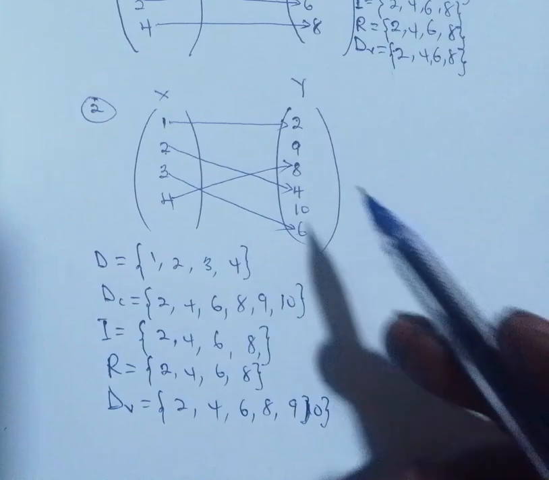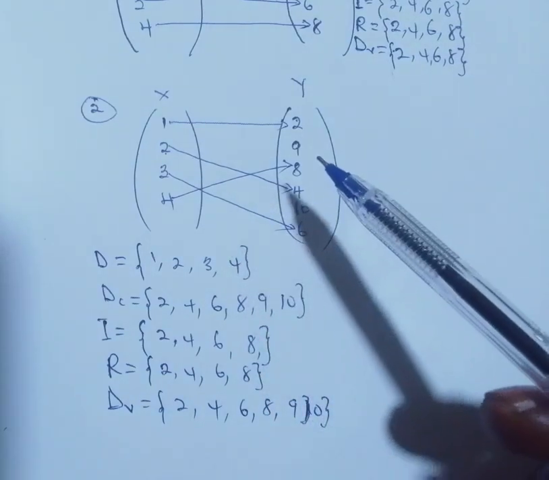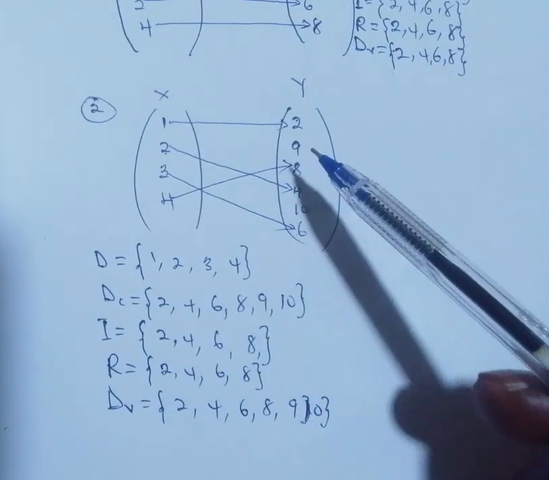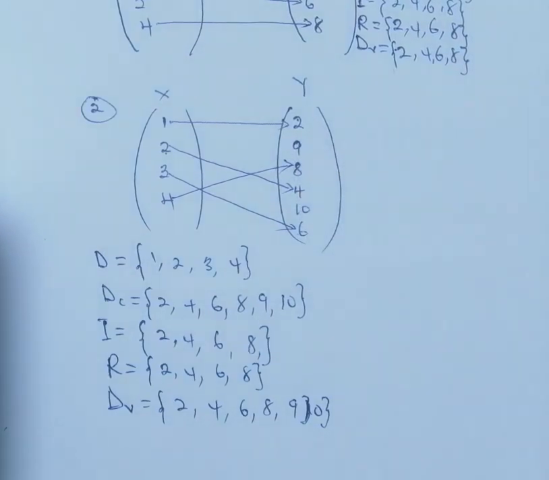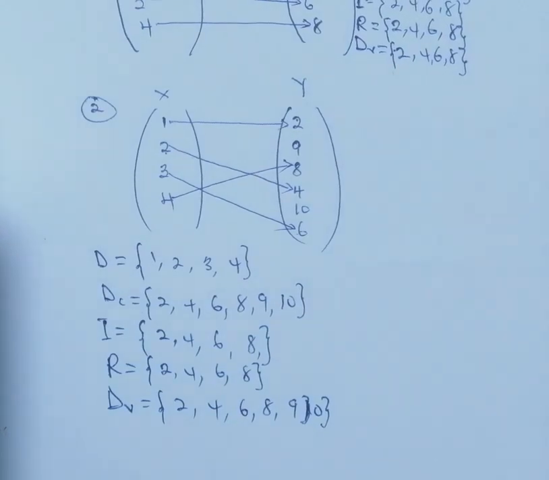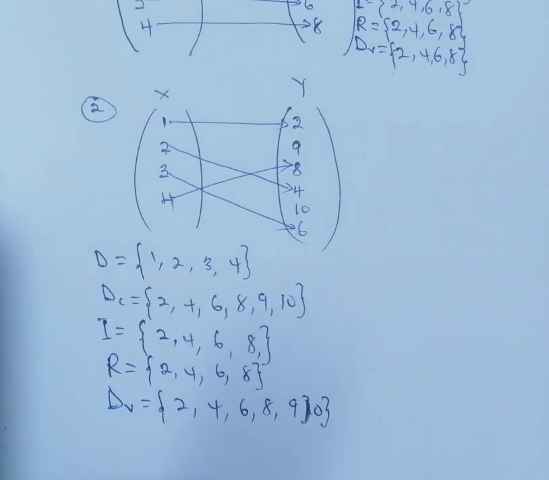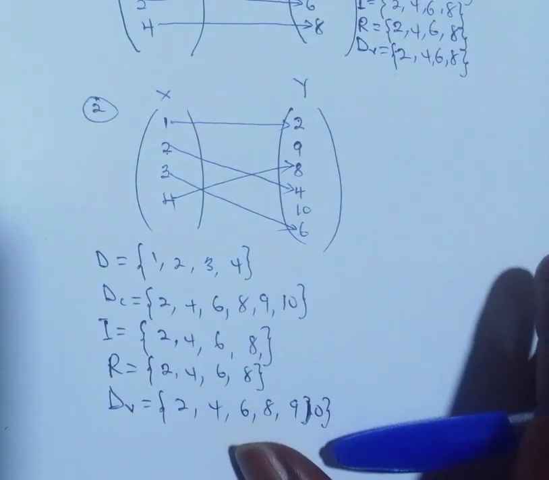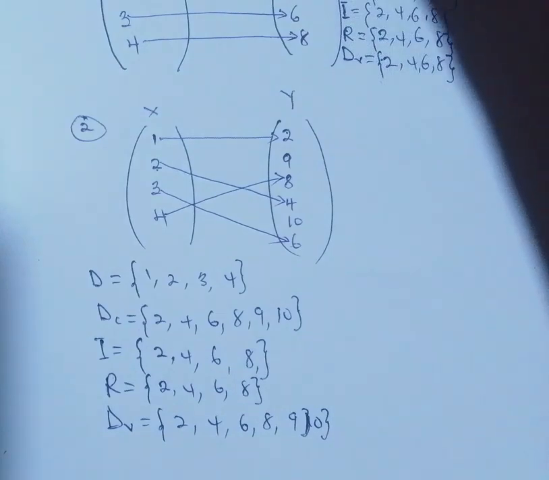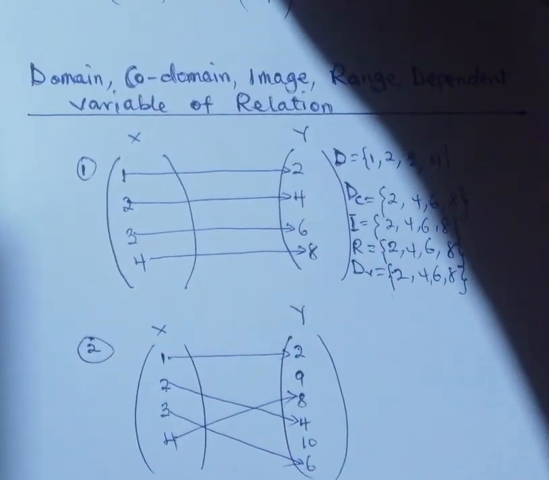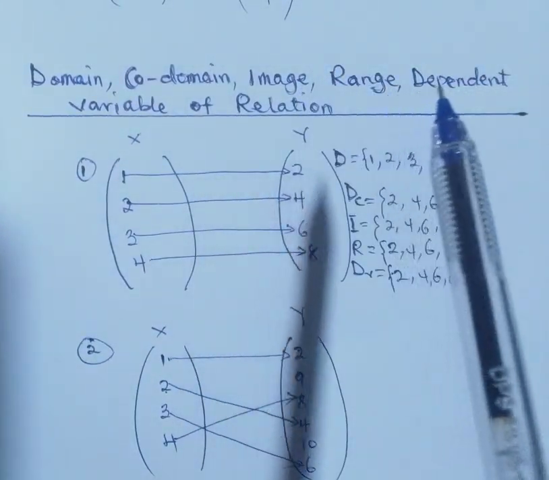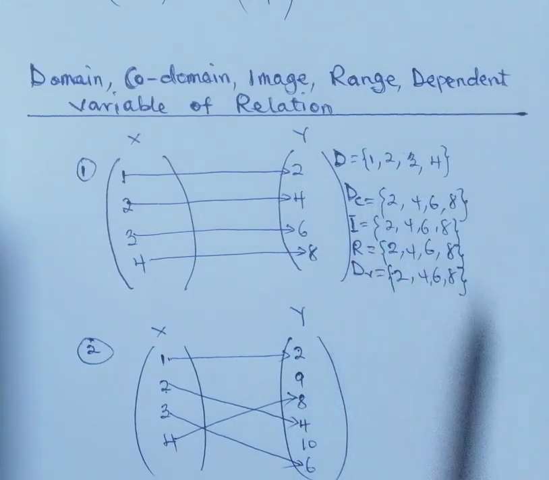Good. So if you look at example 2, you can see that 9 and 10 are not image or range. They are not image or range because they do not correspond to any element in the domain. Good. So these are the differences among these concepts: the domain, the codomain, image, range, and dependent variable.